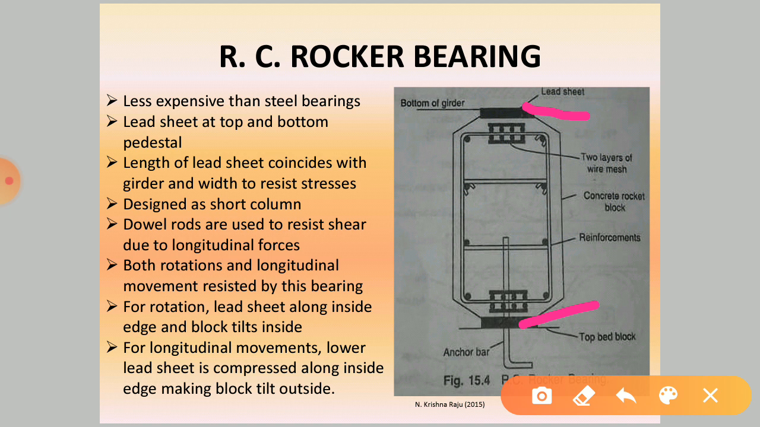The lead sheet along the inside edge helps in reducing the rotation by tilting the block inside. And for longitudinal movement, the lower lead sheet is used, which gets compressed along the inside edge, making the block tilt outside, like a pendulum. So remember, to counteract rotation, the lead sheet at the top is used and the block tilts inside, and for longitudinal movement, the block tilts outside and the lower lead sheet is compressed.